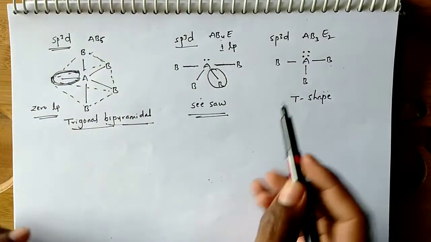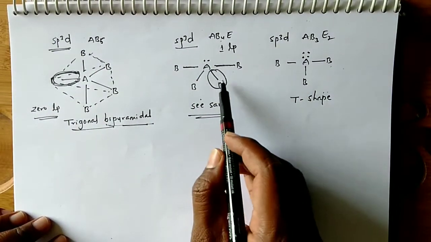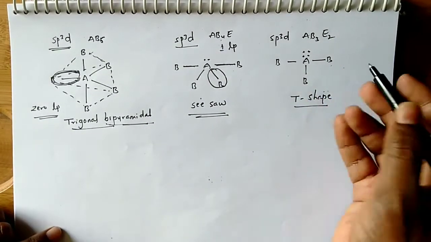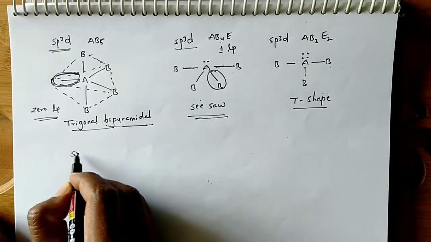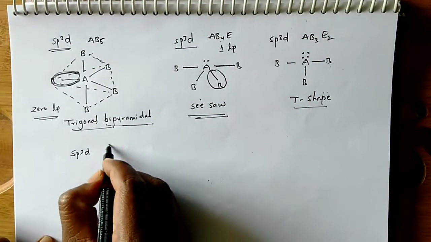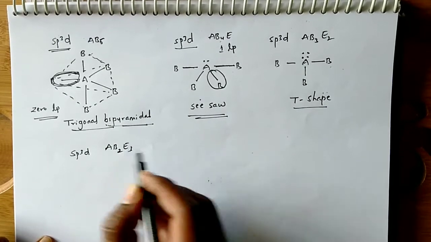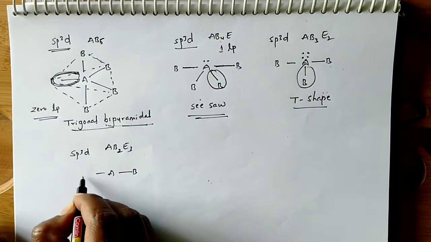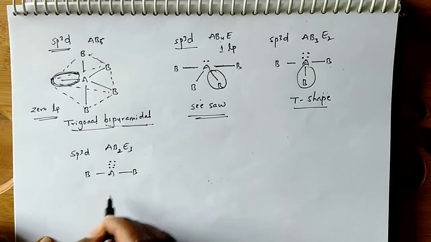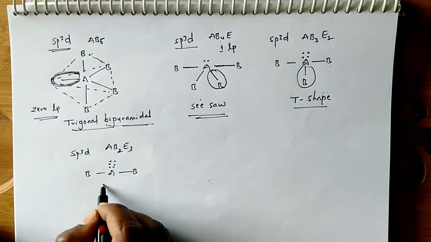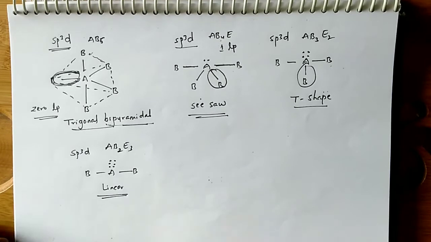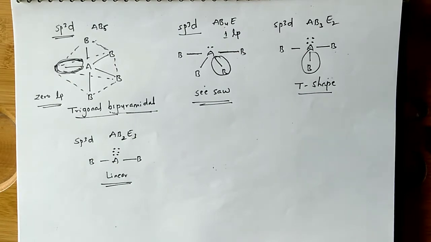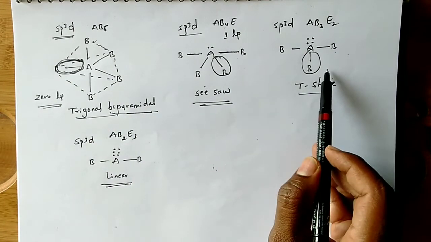I removed one bond. With two lone pairs, T shape. With three lone pairs you can easily identify here: sp3d with three lone pairs means AB2E3. I am removing this bond. So the resultant structure is like this. What is the structure here? Linear structure, linear shape. Is that clear? This is about sp3d with zero lone pairs, with one lone pair, with two lone pairs, with three lone pairs.